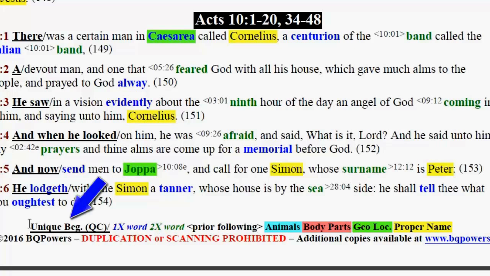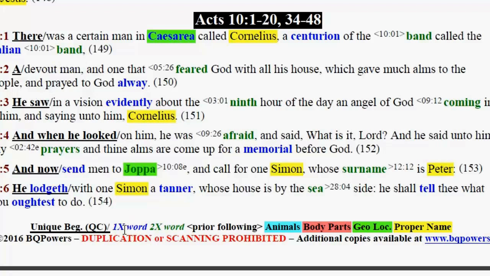First thing you see is unique beginning, and quotation completion is what QC stands for right here. And if you look at a verse, you'll see that these words are bold, underlined, and a nice little slash right here. He lodgeth. That means that that is a unique beginning for all of the junior material. That's the only verse that starts with those two words. Up here, it's he saw and a slash. So you know that verse is the only one that starts with he saw in all the material.